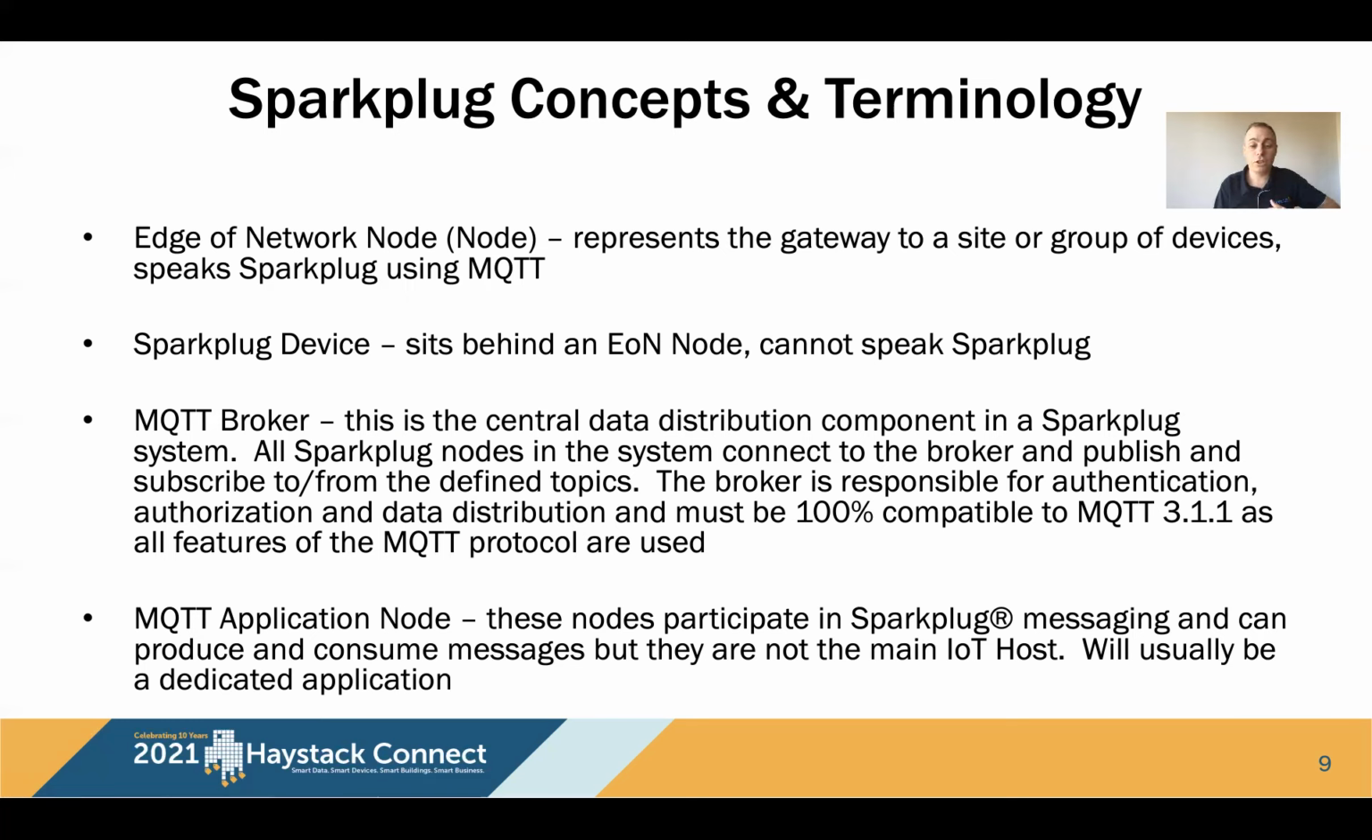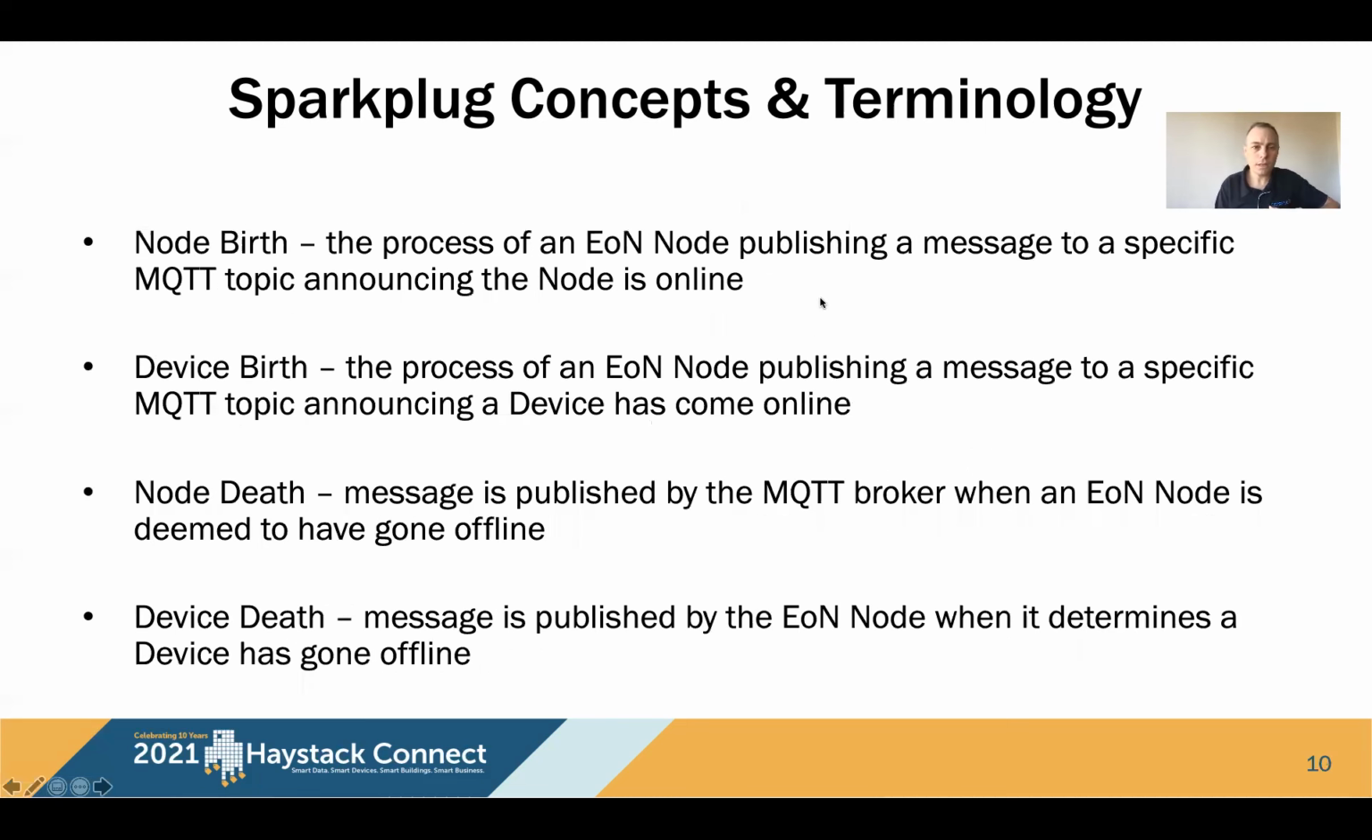We also have our application nodes, and these nodes are applications that participate in our Sparkplug system and help produce and consume messages. There are some examples of applications that we can talk about. We have this idea of the node birth. So we have our edge of network node that acts as our gateway to a building or to a system. And so the node birth is when the node comes online and it announces itself and says, I'm here and I'm ready to go. And it publishes a message to a specific MQTT topic saying, I am online.